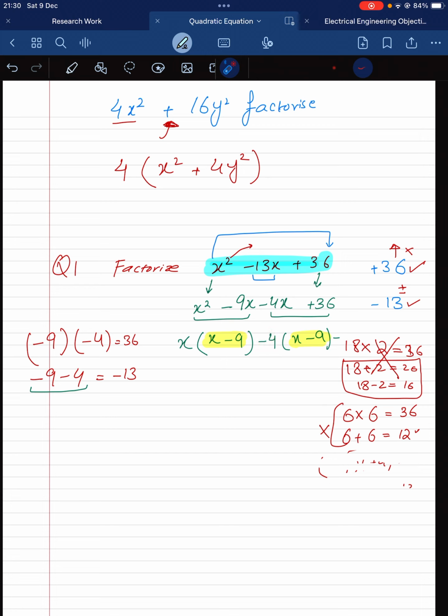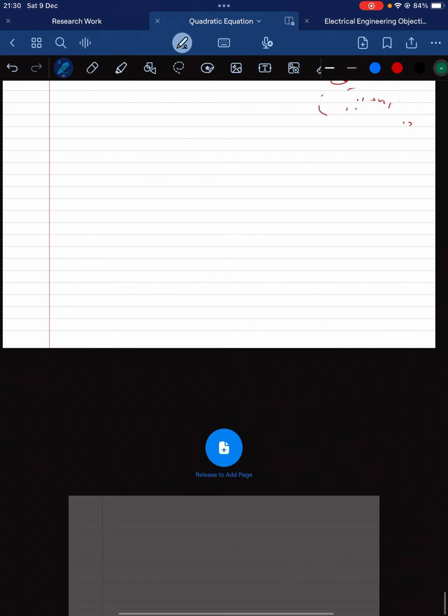When you take minus as a common, this sign will change, right? So now you can write x minus 9 and x minus 4. So this is the factorization of this, right? And let's solve another question of the same type. This is the same type of factorization.